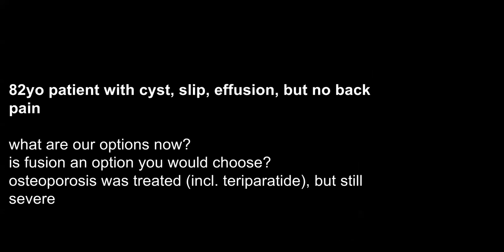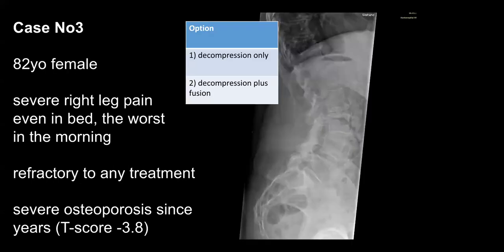And my question to everybody is, what will you do with an 82-year-old patient with a cyst, with a slip, with effusions, but no back pain? What are our options? Is fusion an option we would choose? The osteoporosis, even with 40 of teriparatide, was still bad. And again, I want to ask everybody to use the chat box whether decompression only is a good thing, or do we have to add fusion? Does anybody want to jump in and answer this question?